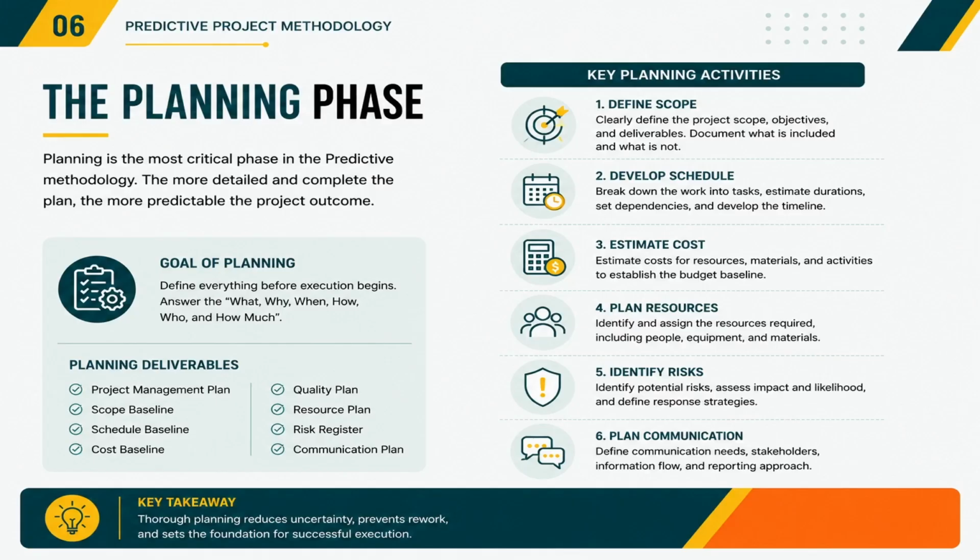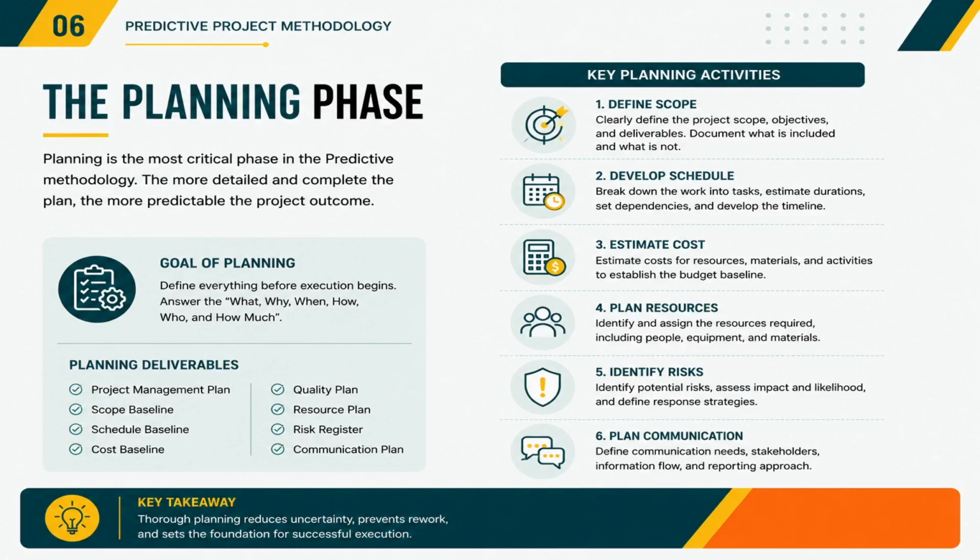Now, we will go through the phases one by one. First is the planning phase. The planning phase is often considered the most critical phase in predictive project management. Why? Because the quality of the planning directly affects the success of the execution. The main goal of the planning is to answer important questions like what needs to be done, why are we doing it, who will do it, when will it be completed, and how much time or how much cost it will take.